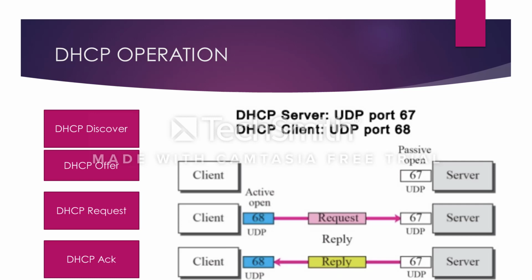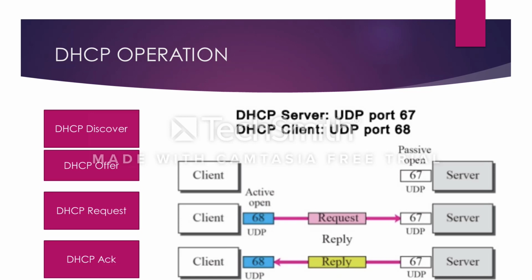DHCP operation begins with clients broadcasting a request. If the client and server are on different subnets, then a DHCP helper or a DHCP relay agent may be used. In the DHCP discover, the client broadcasts a request for a DHCP server using port 67.